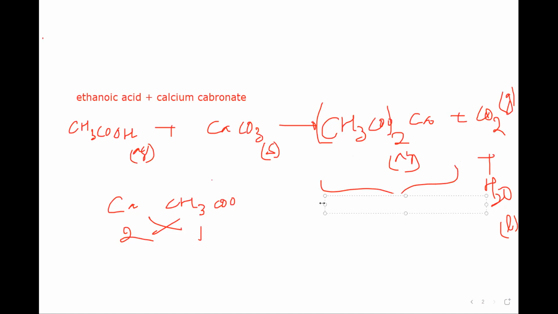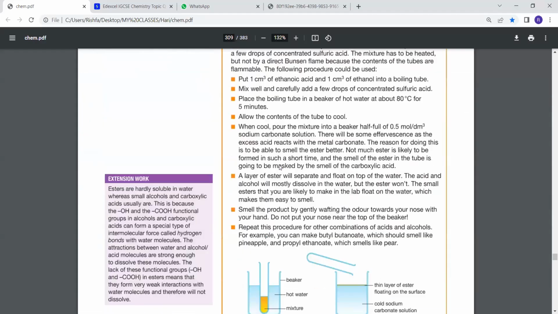Okay, so what do we call this salt? Not insoluble, dear, the name of the compound. Oh, calcium ethanoate. Okay, if you want, you can just write it down. So that's about carboxylic acids. We are done with that part. That lesson is done. Do you have any questions?